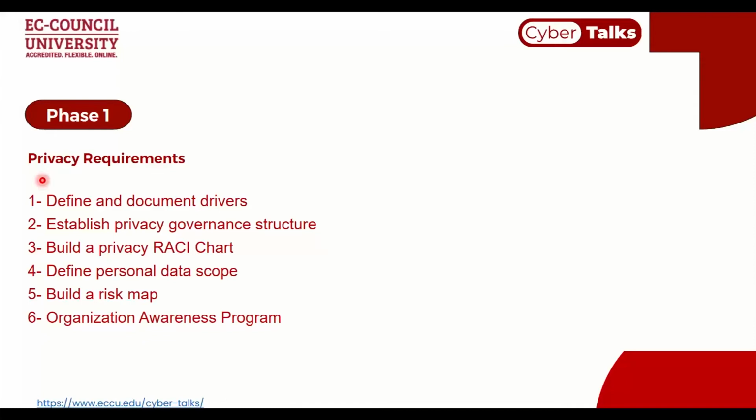Then define the personal data you're processing, build a risk map and include privacy risks in the organization risk register. Then you have to launch an organization-wide awareness program on data privacy, where involving and educating your organization at all levels encourages a tightly woven privacy-centric operating model.